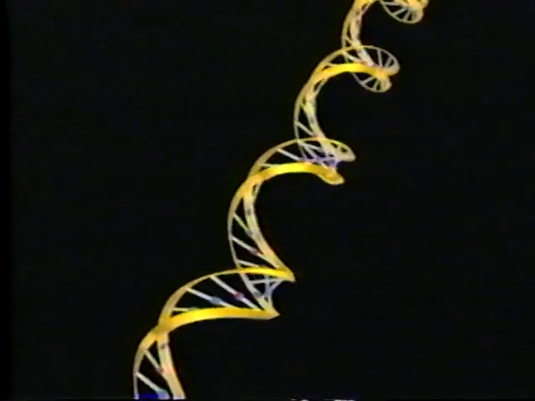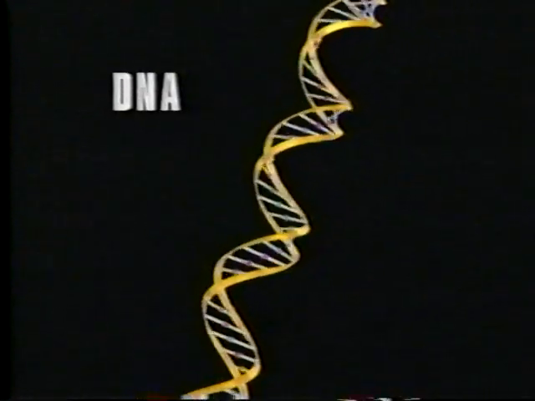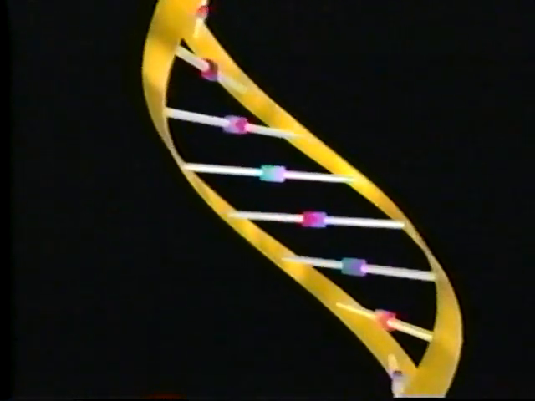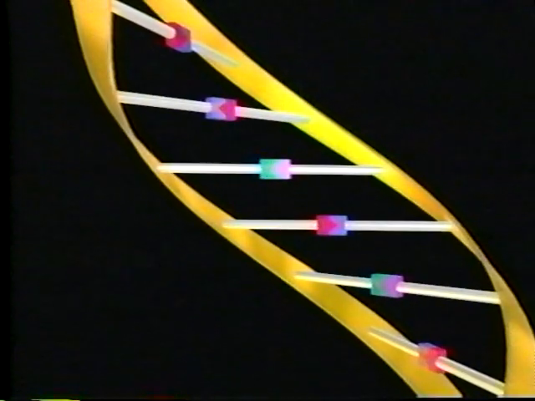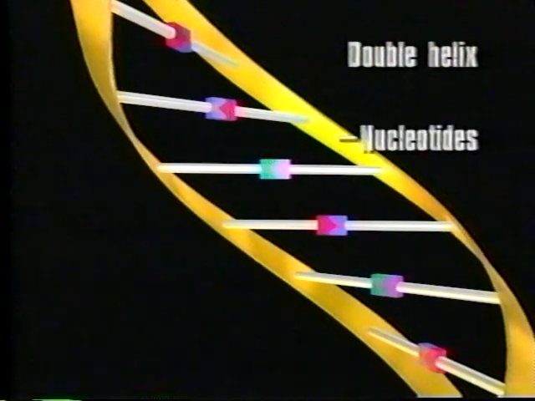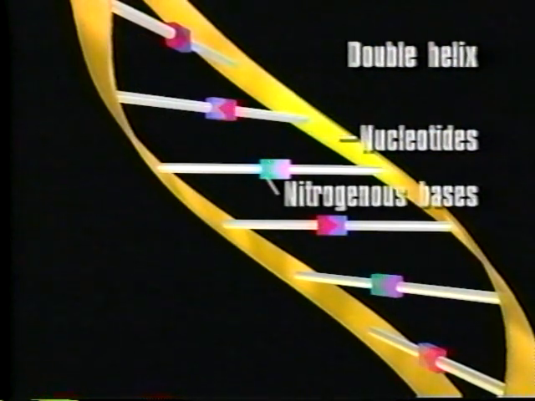DNA molecules are made of chains of nucleotides. Two long strands of nucleotides wind around one another like a twisted ladder. This structure is called a double helix. The sugar phosphate backbones of the nucleotides make the sides of the ladder. The rungs are made of pairs of 4 different nitrogenous bases: adenine, guanine, cytosine, and thymine.